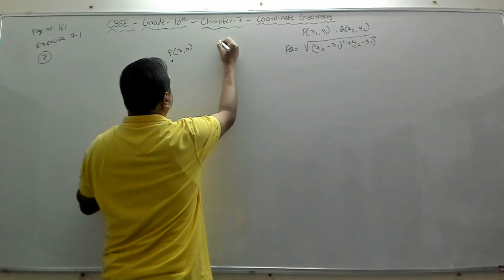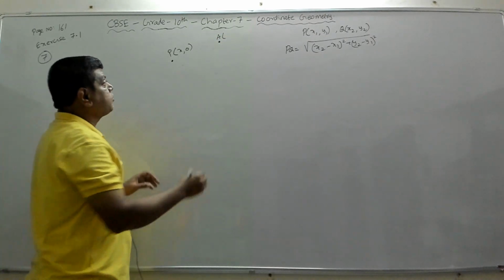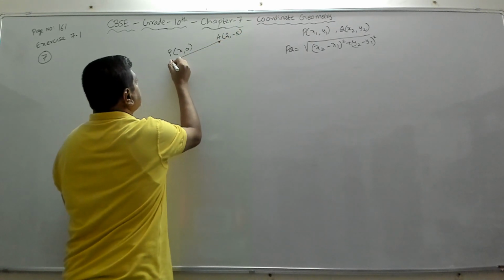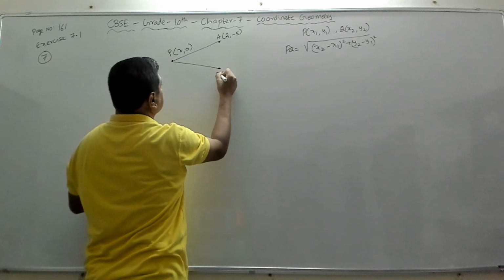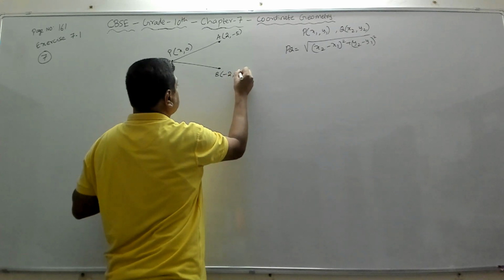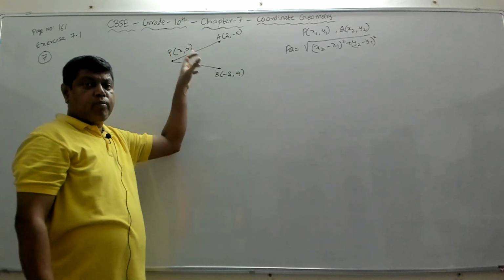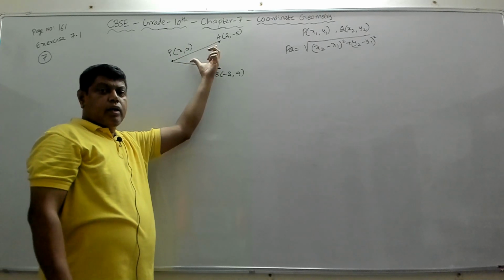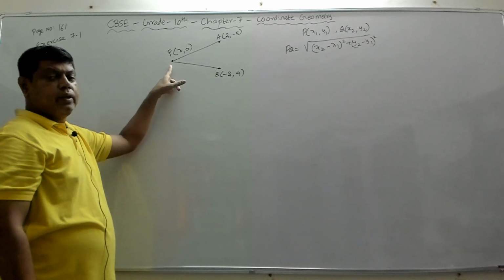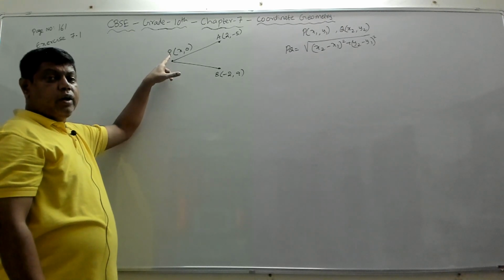Suppose you call one point A, which is the given point (2, -5). This distance is the same as the distance to another point B, which is (-2, 9). So we have to find the point P such that this point is equidistant from A and B, which means PA equals PB. The distance between A and P is the same as the distance between B and P. And this point lies on the x-axis. That's why we have taken the coordinates of the point as (x, 0).